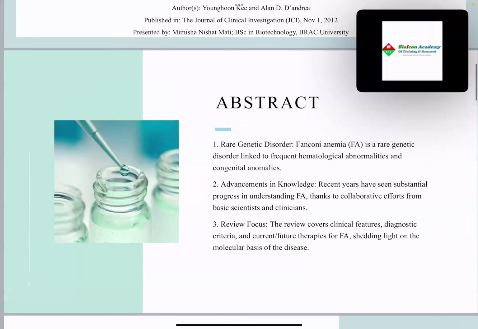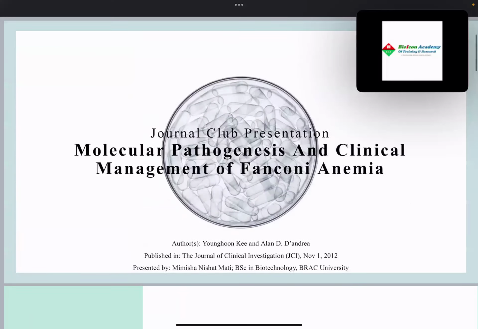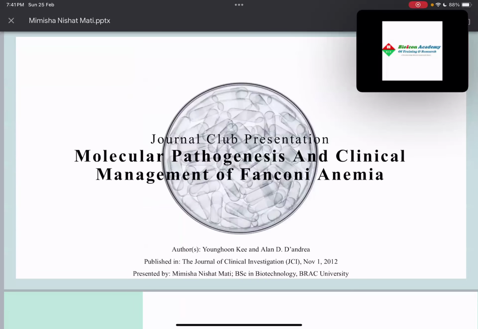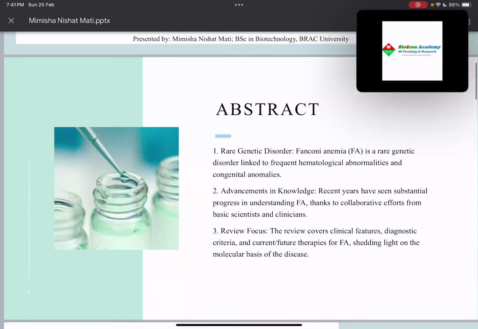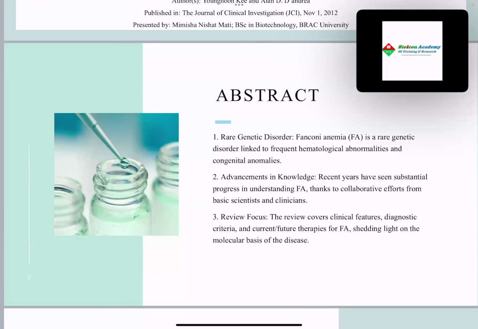So about the abstract portion, I guess all of us already know that in this title, a disease named Fanconi anemia is present. So what is this Fanconi anemia? Fanconi anemia is basically a rare genetic disorder which is linked to frequent hematological abnormalities and congenital anomalies.